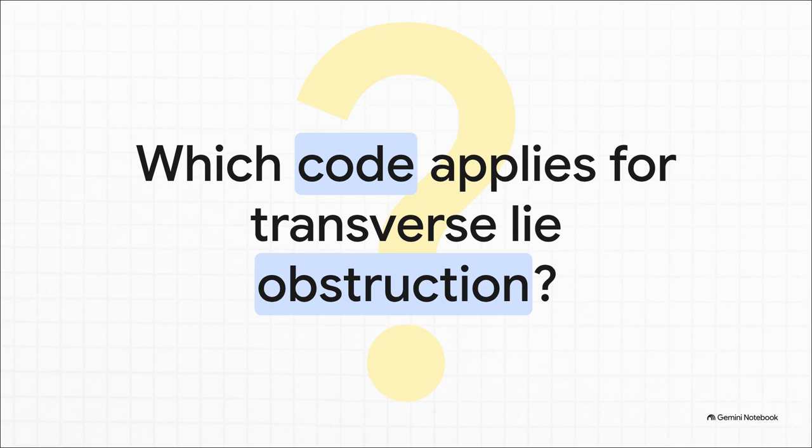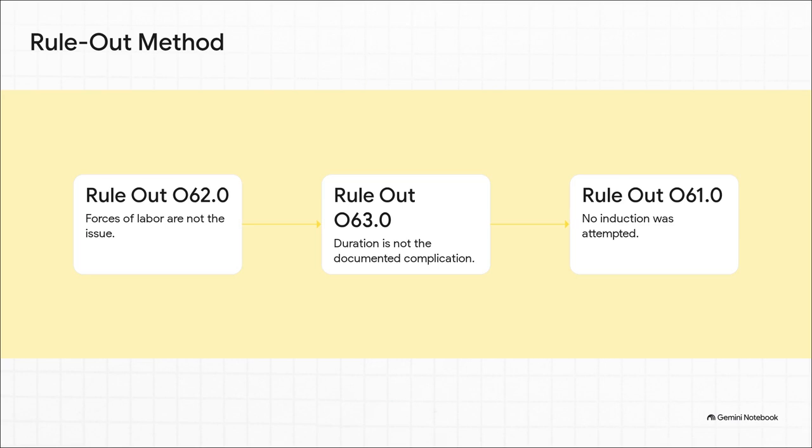Which code applies here? So, the crucial point is that the safest way to the right answer is methodically eliminating the wrong ones. Step 1, we can easily rule out primary uterine inertia O60.0 because labor forces are definitely not the documented issue here. Step 2, we rule out prolonged first stage O63.0 because duration isn't the complication we're dealing with. And step 3, we can just immediately discard failed medical induction O60.0. Why? Because there was absolutely no induction attempted. She was already in active labor.